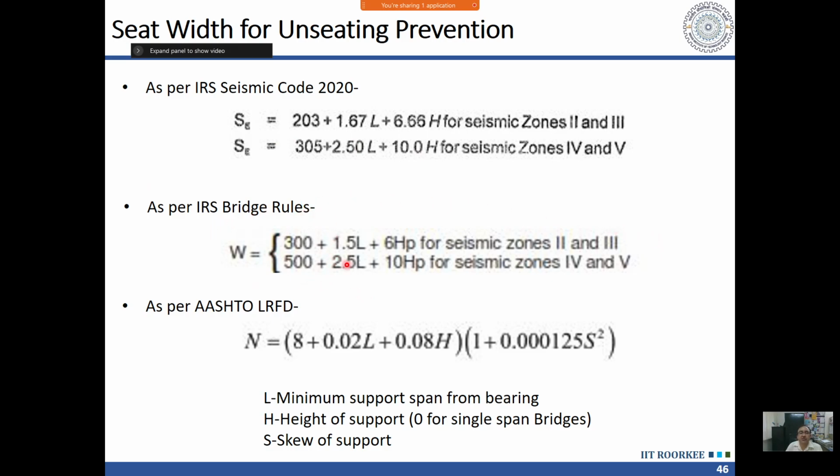In this case, for the seat width calculation, these factors, the length factor and height factor, are more or less the same, but the minimum seat width is more. In AASHTO, it is like this. This is in inches, which is why you see the factors are very different. Here L and H are in feet and the seat width is in inches. And here, in addition to length and height, the skew angle is also included.